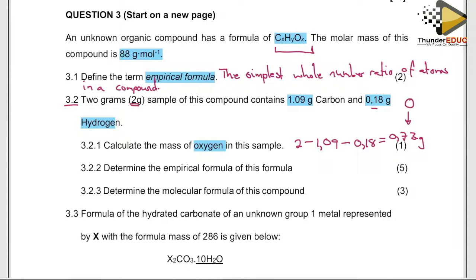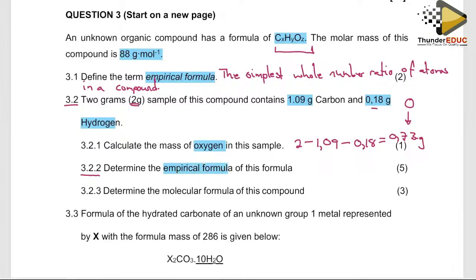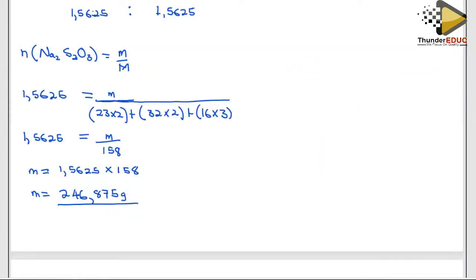Therefore, oxygen is 0.73 grams. Then 3.2.2, you are asked to determine the empirical formula of this compound. So now I'm going to need space to work this one out. I'm going to use a table.